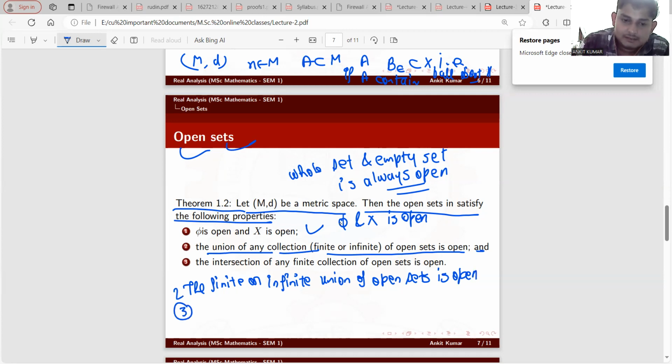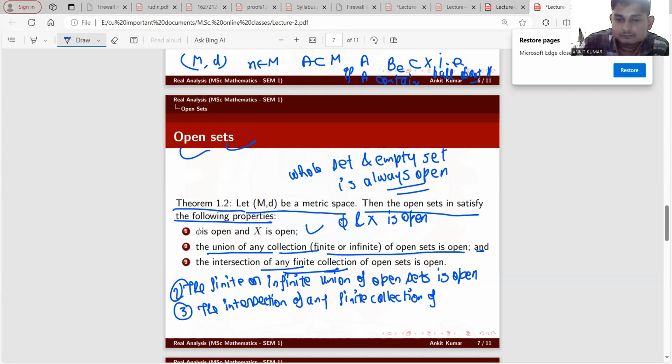The third property is the intersection of any finite collection of open sets is open.